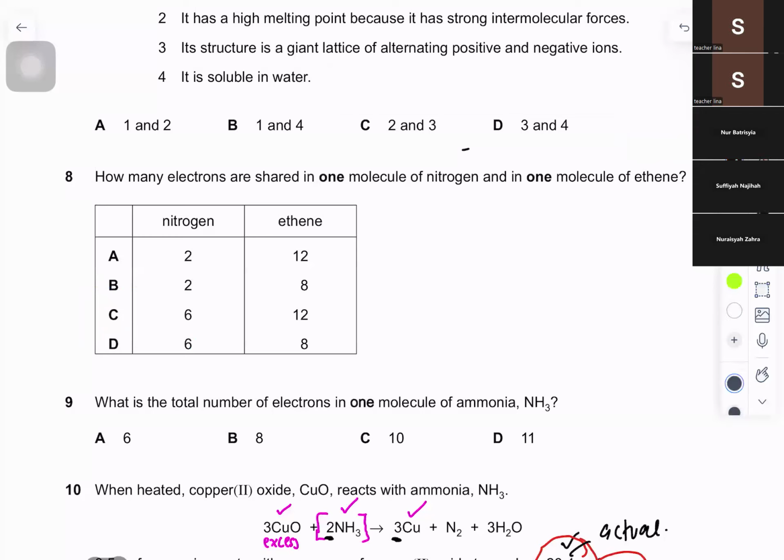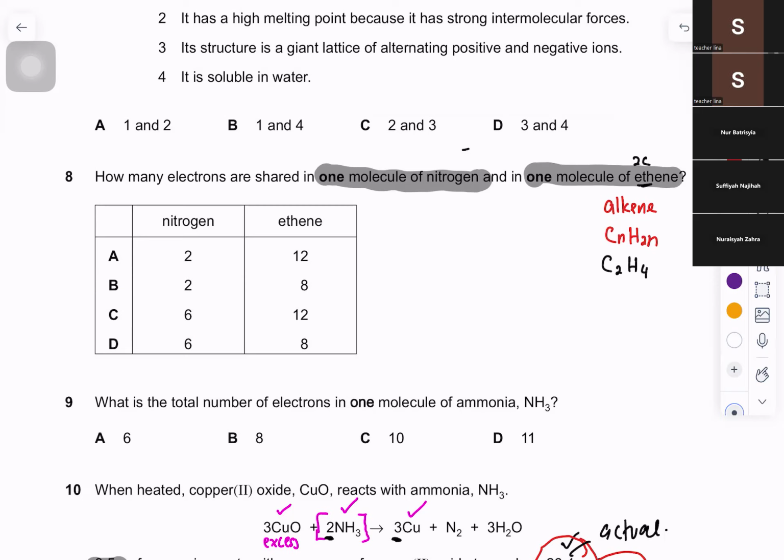1 molecule of ethene and 1 molecule of nitrogen. So ethene ni alkene, the general formula CnH2n. They have 2 carbon. Kalau cik ingat, mama eat papaya big. Mama math eat at papaya big fruit. So C2H4.